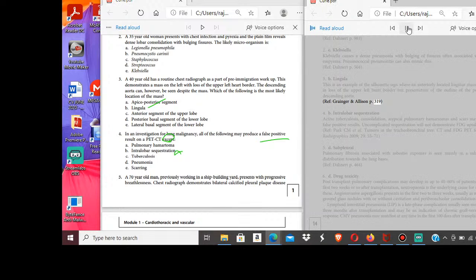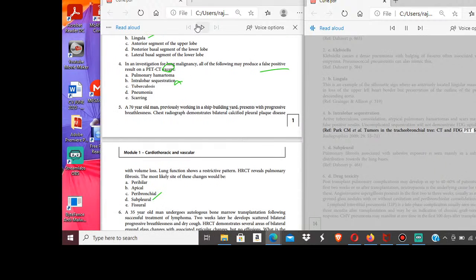4b. Intralobar sequestration. Active tuberculosis, consolidation, atypical pulmonary hamartomas and scars may cause false positive results. Uncomplicated sequestration will not demonstrate FDG uptake. Ref. Park CM et al. Tumors in the tracheobronchial tree: CT and FDG PET features. Radiographics 2009.